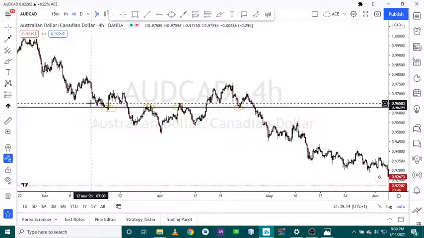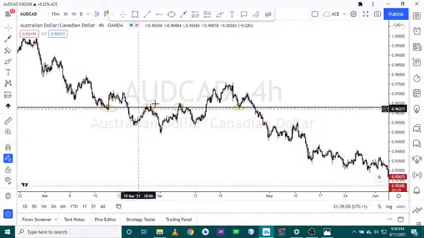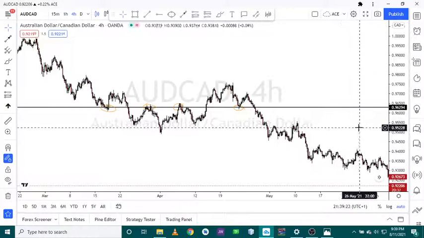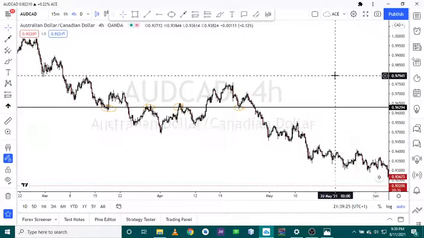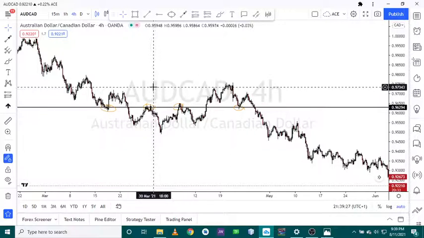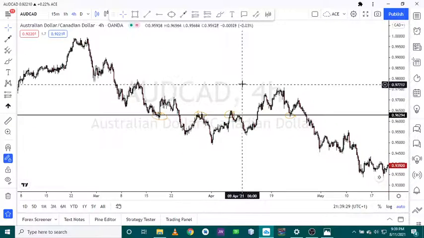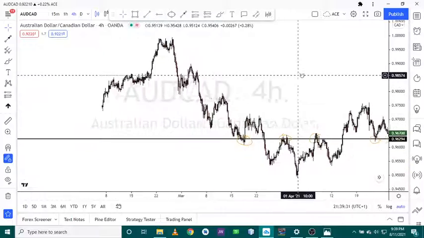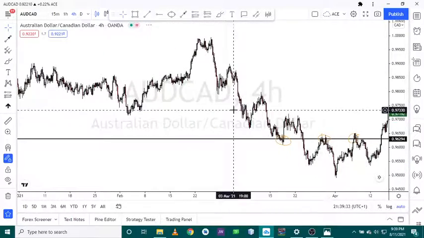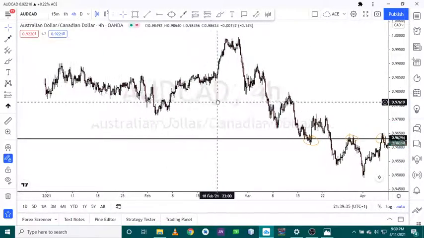So 4 good touches. 4. Remember, we need at least 2. So this one qualifies as a good level. I hover around here. So this one is not too clear, and I don't like trading what is not too clear to me. So I'm going to just go back a little bit to get something that's clearer.